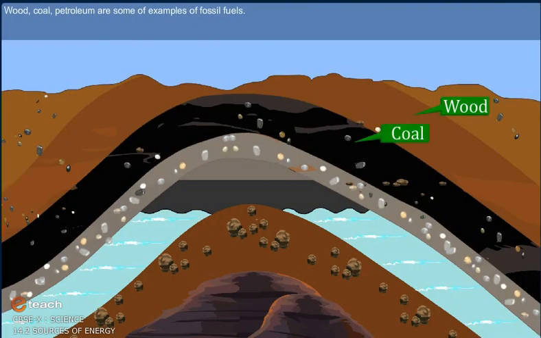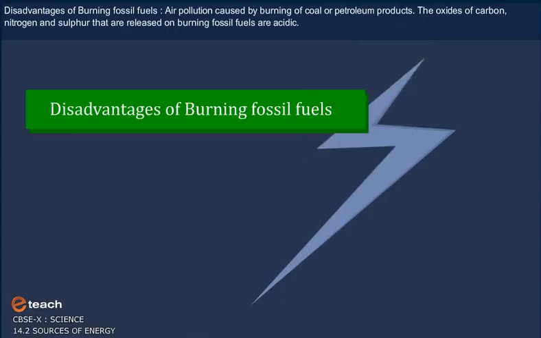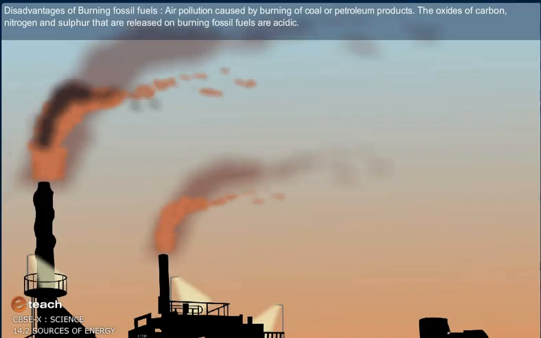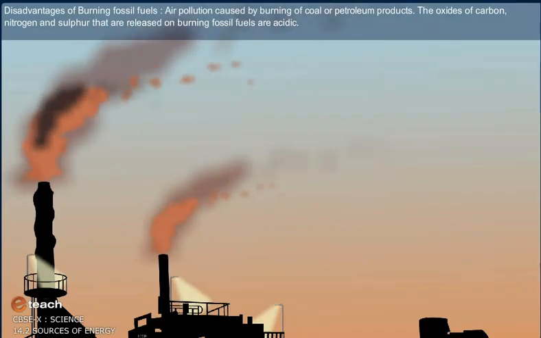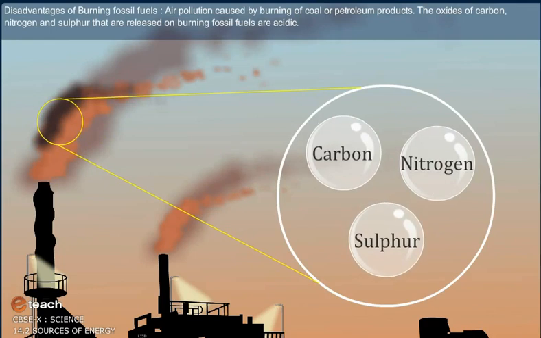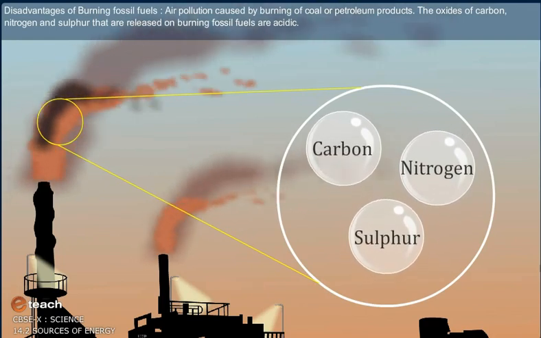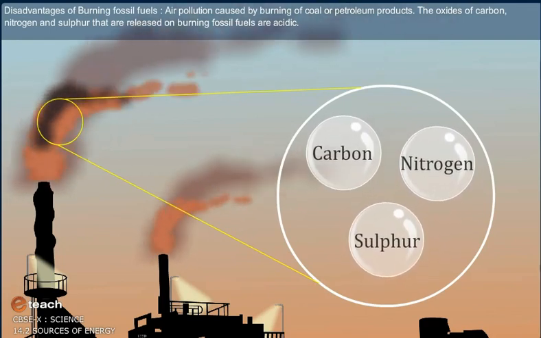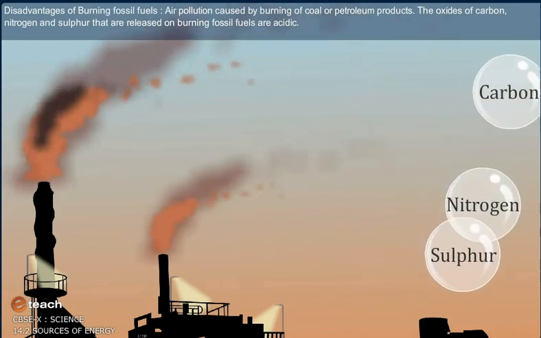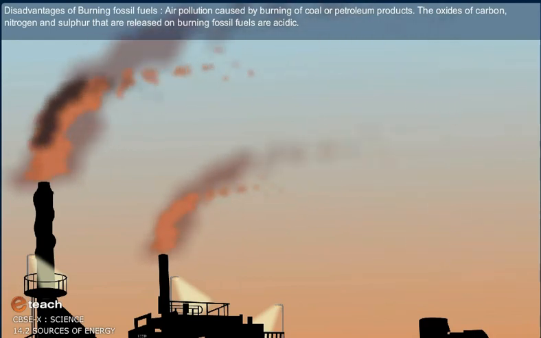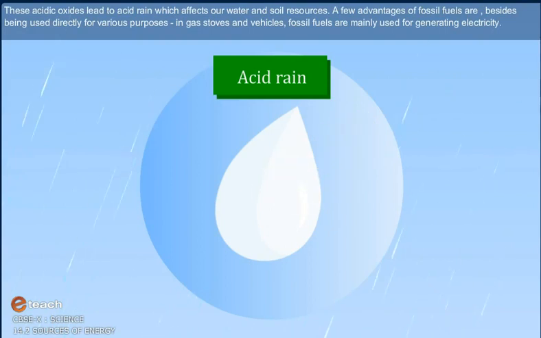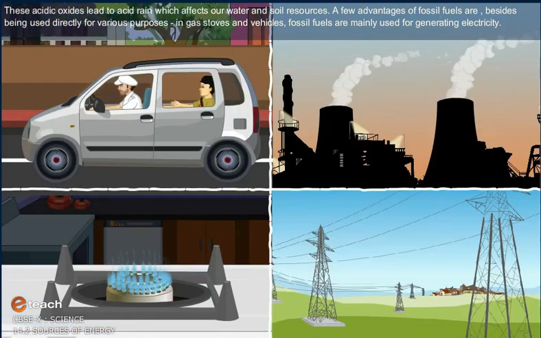Wood, coal, petroleum are some examples of fossil fuels. Disadvantages of burning fossil fuels. Air pollution caused by burning of coal or petroleum products. The oxides of carbon, nitrogen and sulfur released on burning of fossil fuels are acidic. These acidic oxides lead to acid rain which affects our water and soil resources.